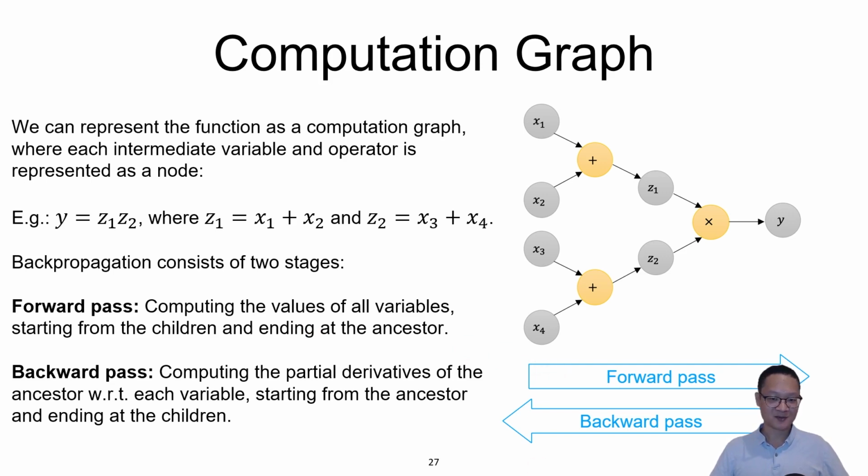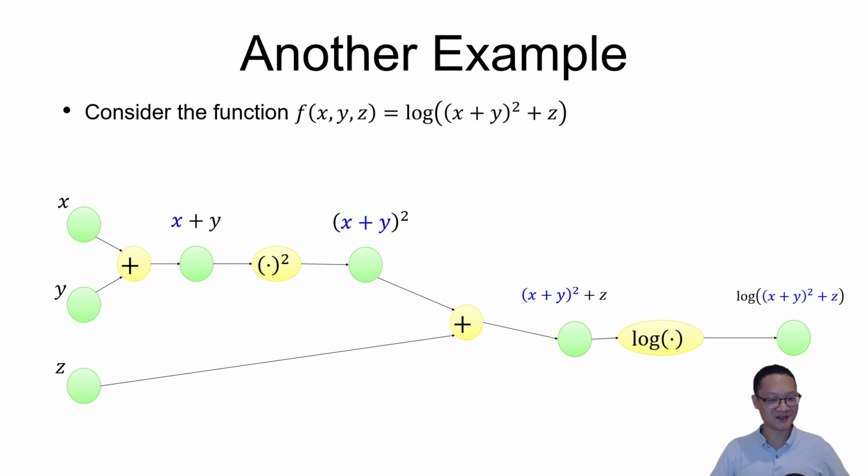Let's put this into practice using a different example. Here, let's consider a slightly more complicated example with three variables. f(x, y, z) equals log of (x plus y) squared plus z. This function can be represented as a slightly more complex computational graph. We have the inputs x, y, z. We add x and y, we get x plus y. We go through the square operation that gives us (x plus y) squared.